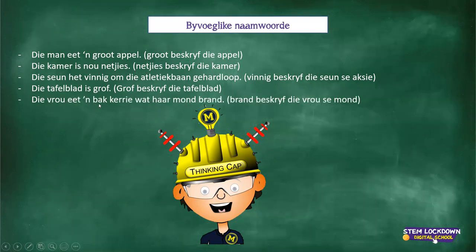Die vrou eet 'n bak curry wat haar mond brand. The woman is eating a bowl of curry and it's burning her mouth. So mond and vrou and bak and curry is all nouns. But I want to ask you about the mouth of the woman. What is describing the mouth of the woman? It's the word brand. Brand beskryf die vrou se mond.